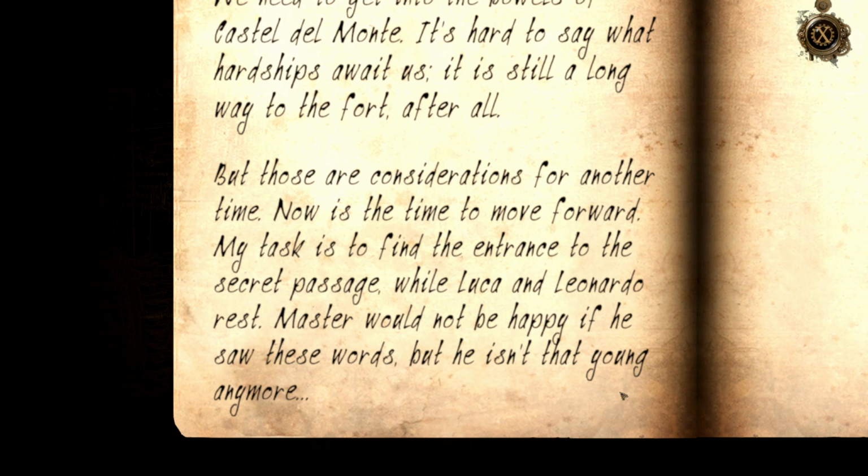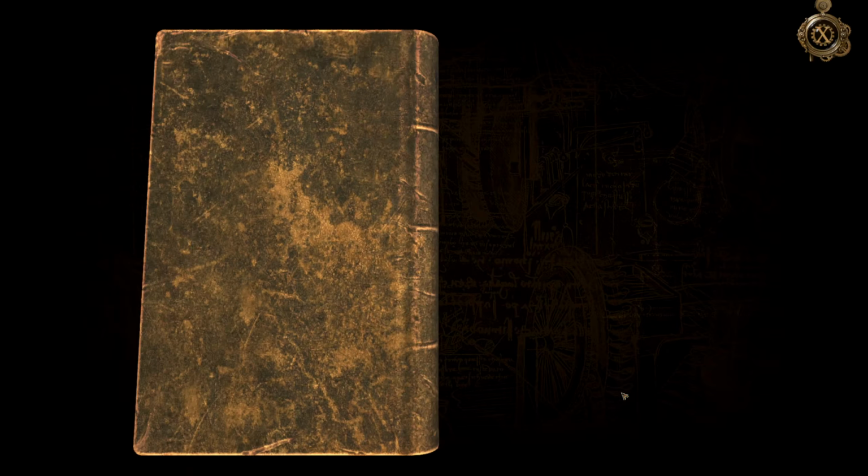My task is to find the entrance to the secret passage while Luca and Leonardo rest. Master would not be happy if he saw these words, but he isn't that young anymore.